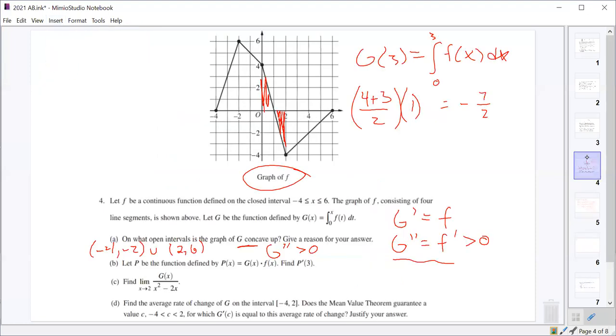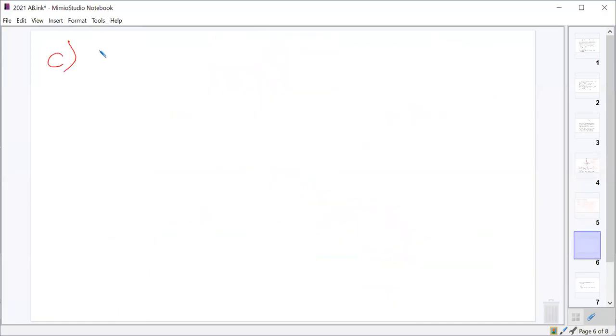All right, part C. Find the limit as x approaches 2 of g of x over x squared minus 2x.